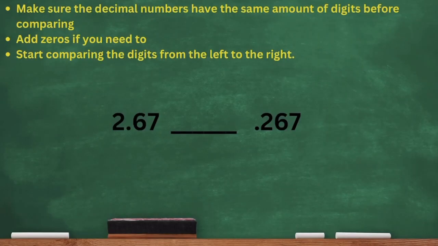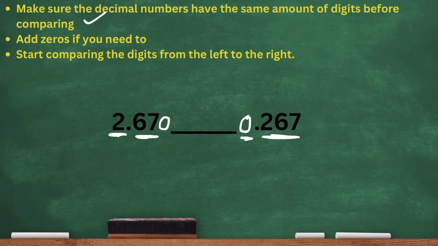Alright guys, so this is part 2. So we have 2 and 67 hundredths, and we're going to compare that against 267 thousandths. First we have to make sure that the decimal numbers have the same amount of digits before comparing, right? As you can see, with our first number, we have a 2 in the ones place. On the other side, we don't have a ones place, so that's why I added the 0, right? Then we're going to look at the decimals. Right behind the decimal, the first number has 67 hundredths, and the second number has 267 thousandths.